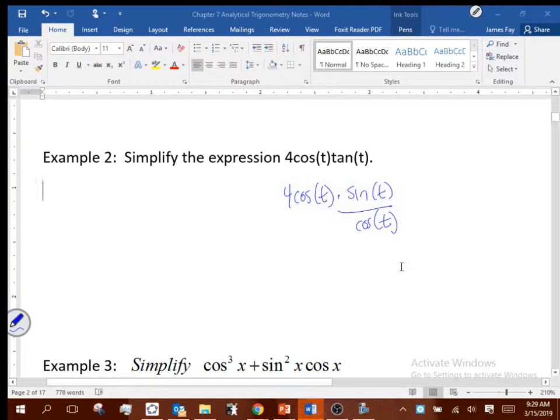Okay, so what happens there ultimately is that if that's over 1, doesn't this whole thing multiply top by top, bottom by bottom? Doesn't it turn into something like that? Does that make sense? Okay. So now what can happen with the cosine t? They cancel out. Okay. So the idea here, guys, is cosine t, that might be like 1/2. So if I had 4 times 0.5 times, I don't know, let's just say sine of t. I don't really care what the sine of t is.